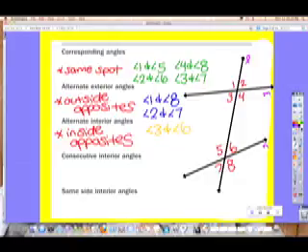Good job, guys. See, those ones, I think these ones are nice because I can just use the actual vocab to figure out what it means. Okay, this next one, consecutive interior. First, what does interior mean? Inside, so it's between 3, 4, 5, and 6.